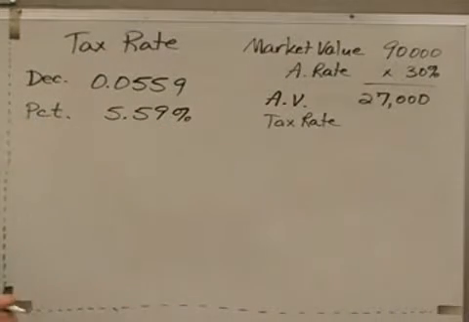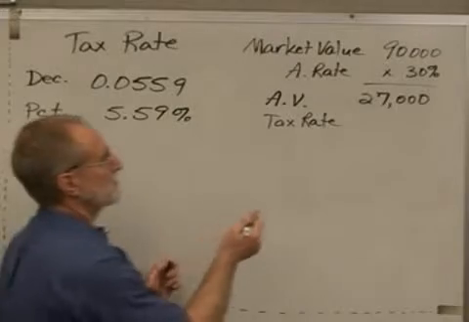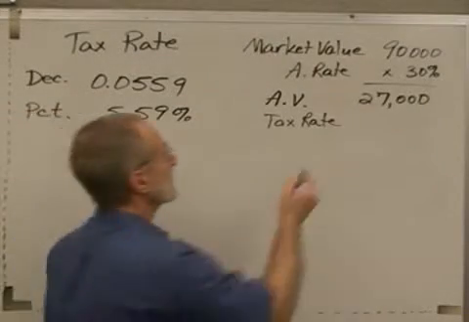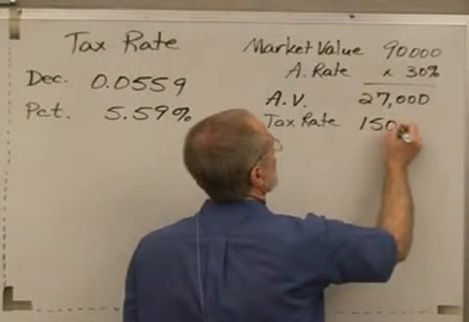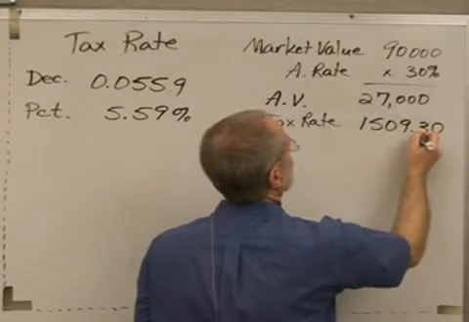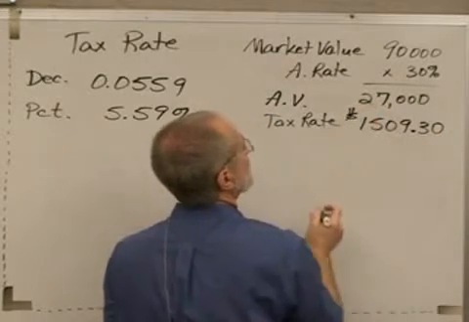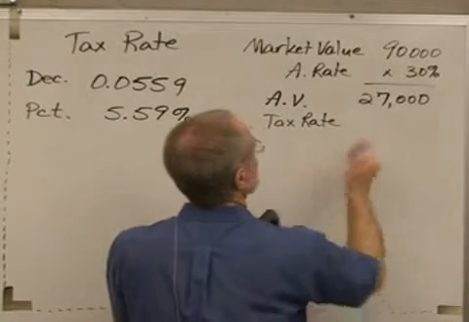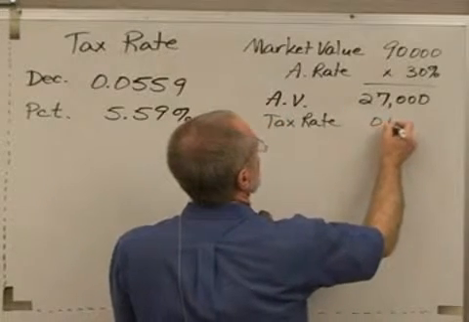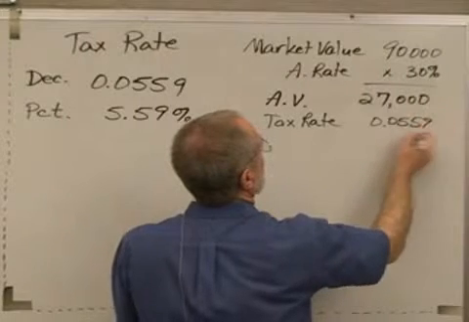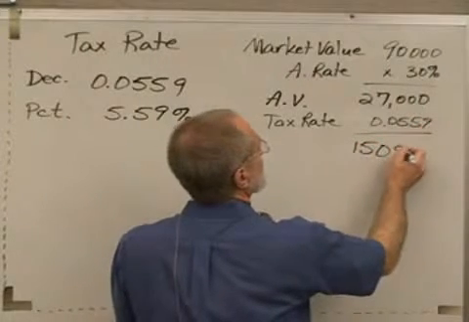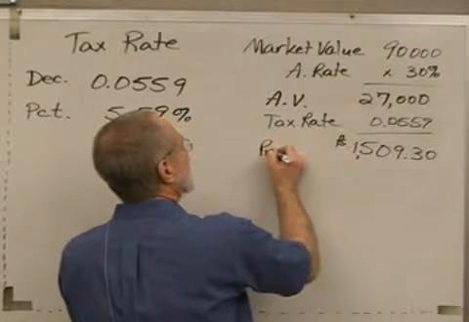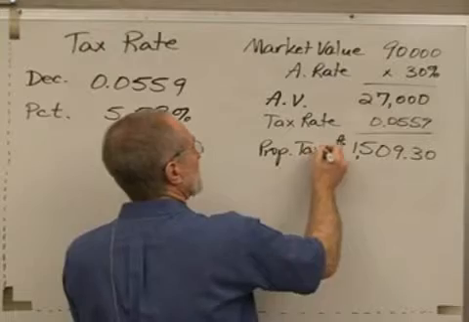So that's somewhere between 1 and 2,000. 1509.30, does that sound right? I'm seeing nods, so I'm assuming that's correct. 1509.30, oops, I'm sorry, that's the actual tax, isn't it? Tax rate is 0.0559, and was that 1509.30, is that right? Okay. So that's our property tax. That's annual. That's how much we pay every year.